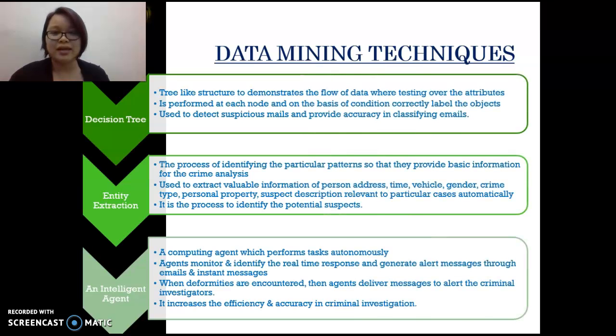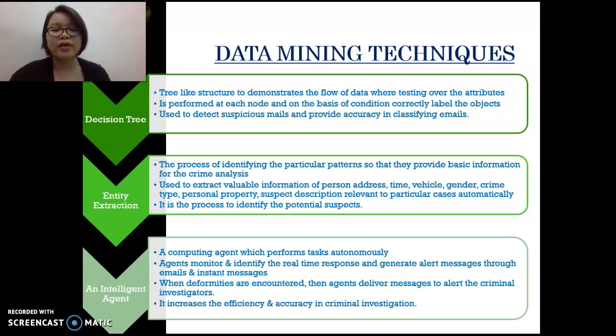So first is the decision tree. It is a tree-like structure to demonstrate the flow of data where testing over the attributes is performed at each node and on the basis of condition correctly labeled objects, and used to detect suspicious mails and provide accuracy in classifying emails. Second, the entity extraction.